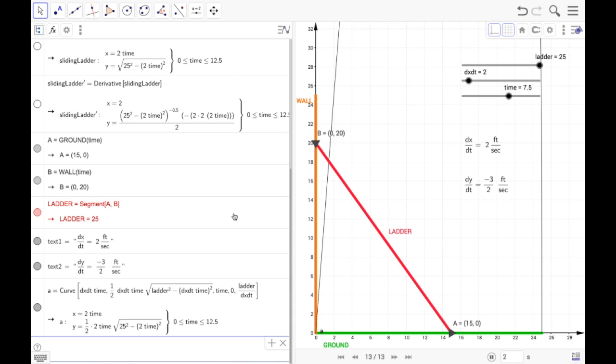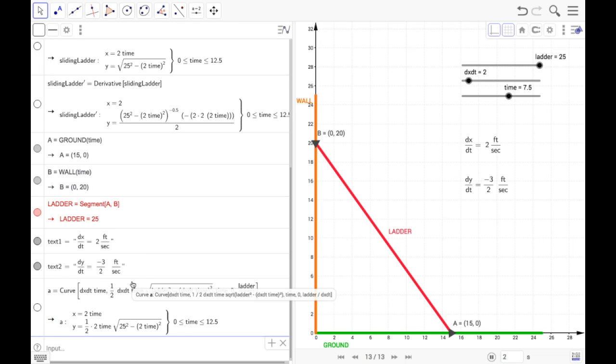Then I press enter. What I want you to notice here is that the x value symbolizes the distance of the bottom of the ladder from the wall, and the y value is the expression for the area of the triangle. We see it created a curve. We don't need to see that curve. Let's go ahead and turn that curve off.